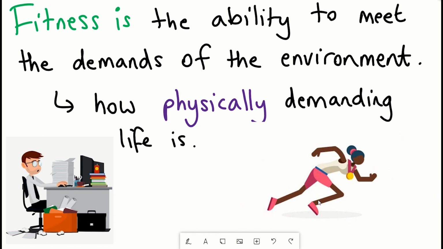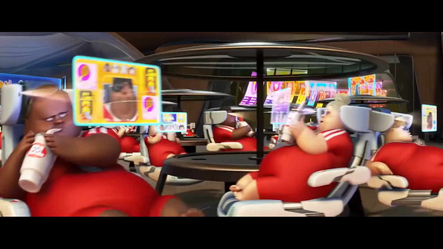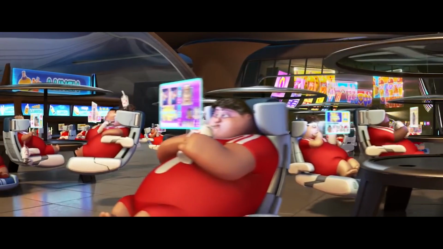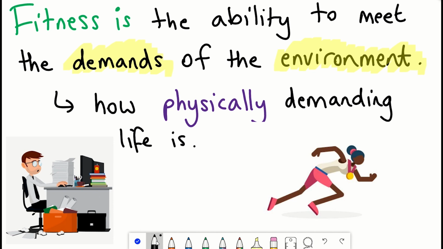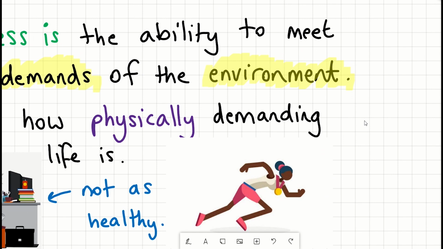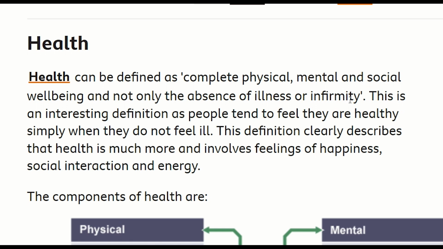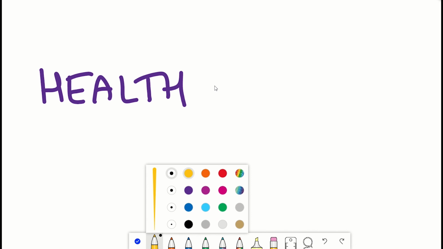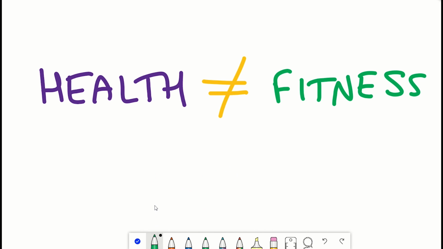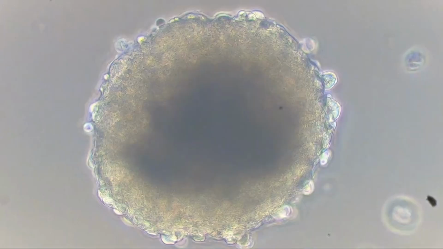And so with many people working in non-physical or sedentary jobs, this means that the fitness requirements of a society decreases. The person is fit enough to meet the sedentary needs of our lifestyle, but we could say they are not as healthy. And that's the important point. Health, which can be described as the complete physical, mental, and social well-being, and not only the absence of illness or infirmity, thank you BBC Bitesize, isn't the same as being fit. We'll come back to this later, but for now, what do these definitions mean in the context of cells? Our definition of health doesn't really work for a cell, but fitness is about the cell being able to meet the demands of the environment.